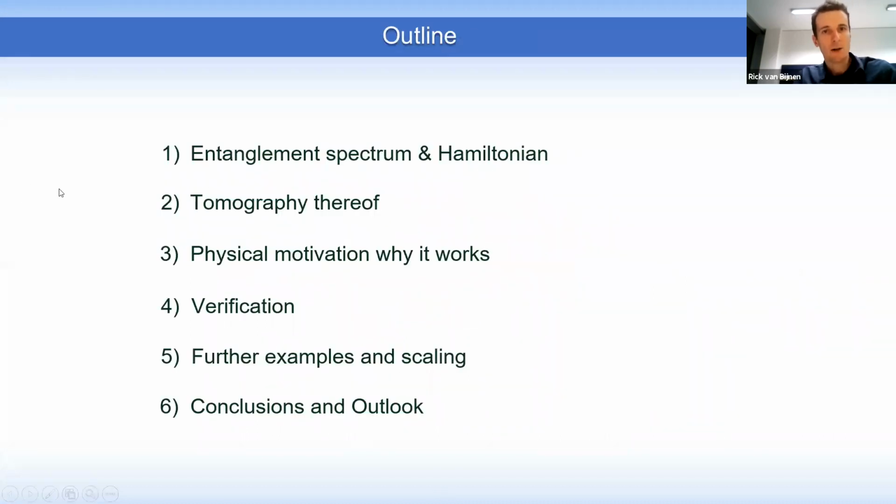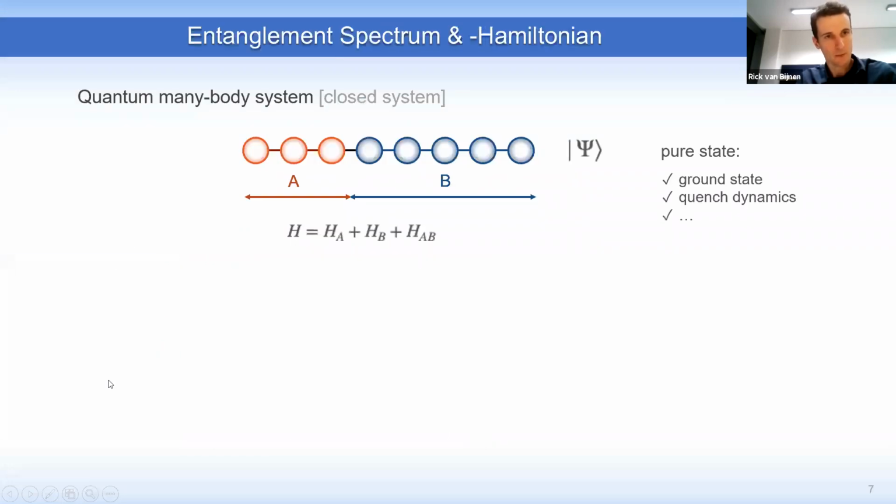So this brings me to the outline of the talk. First I will explain a little bit more the entanglement Hamiltonian and the entanglement spectrum. Then I will continue with doing the tomography that I just talked about, give some more details on why it works the way we do it, how we can verify our answers, show a few more examples, and then reach hopefully the conclusions without going too much over time.